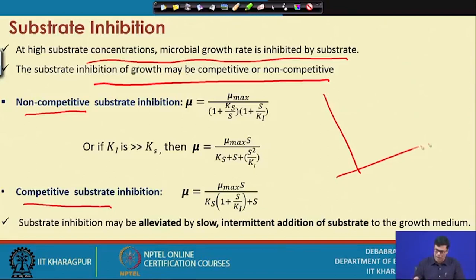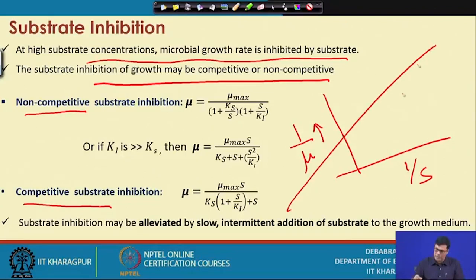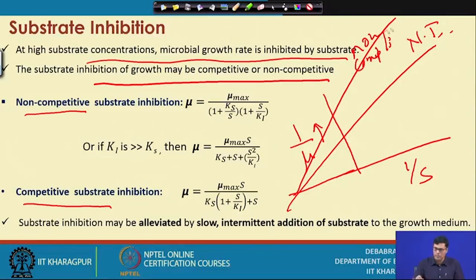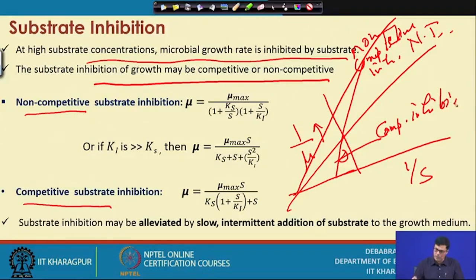Now, if you have a Lineweaver-Burk plot, 1 by mu versus 1 by S, then here there is no inhibition. This is no inhibition. Am I right? In the case of non-competitive inhibition, this will be non-competitive inhibition. Am I right? And in the case of competitive inhibition, what will there be? This will be competitive inhibition. It is like this. This we have already found in the case of the enzymatic reaction. The similar thing is applicable here. The equation is similar to that.